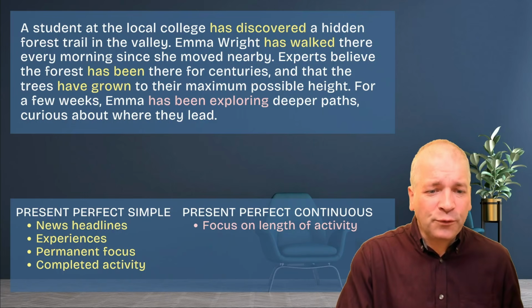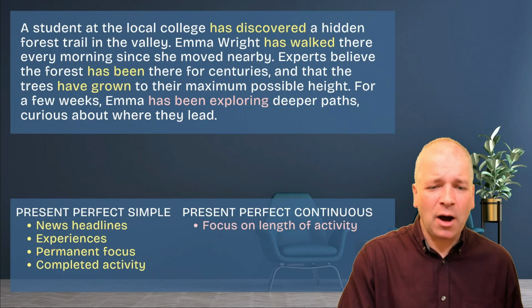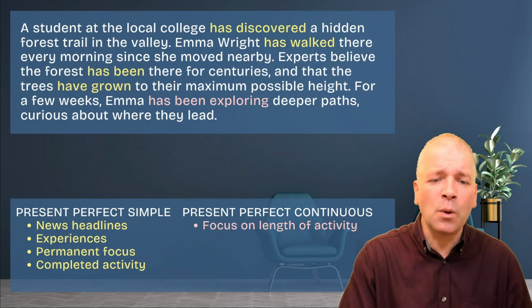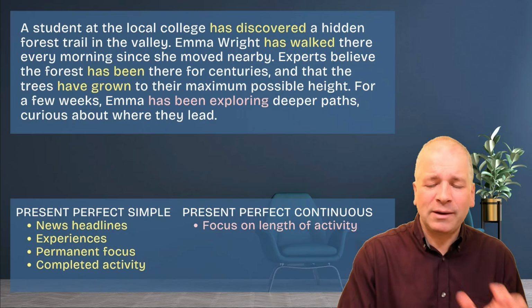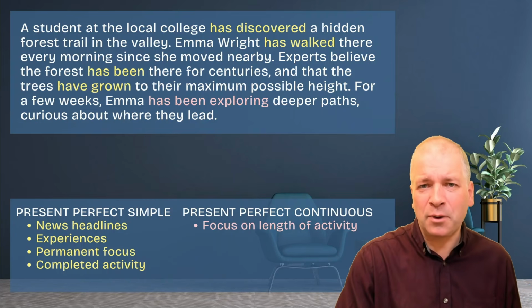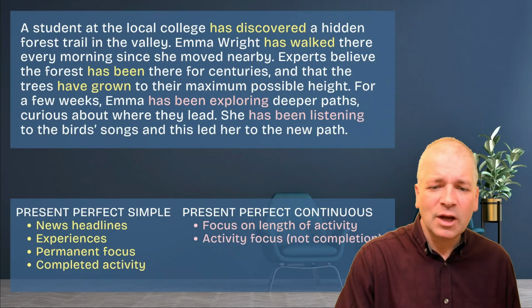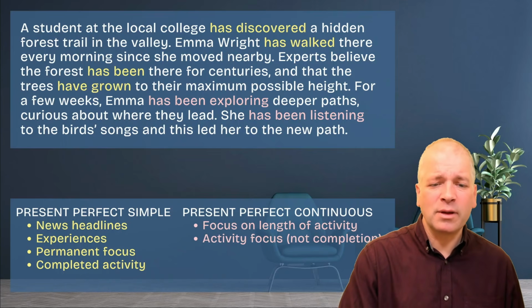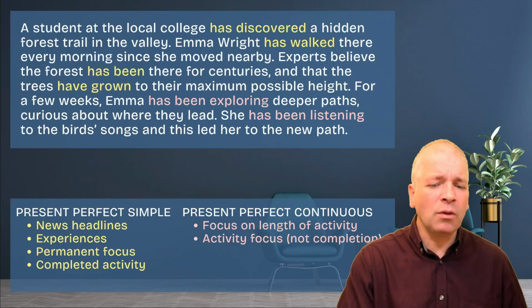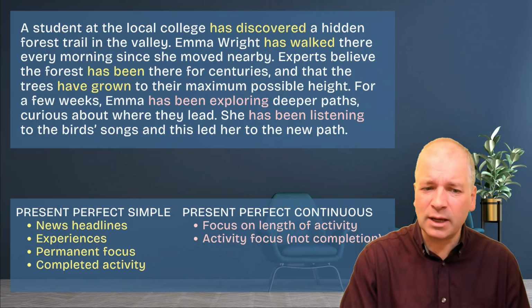Let's move on. For a few weeks, Emma has been exploring deeper paths, curious about where they lead. So here we have a focus on the length of the activity for a few weeks. So when we talk about an activity and we give a time scale between the past and now, we often use the present perfect continuous. She has been listening to the birds' songs, and this led her to the new path. She has been listening. Here we're focusing on the activity itself of listening, not that the listening has been completed.